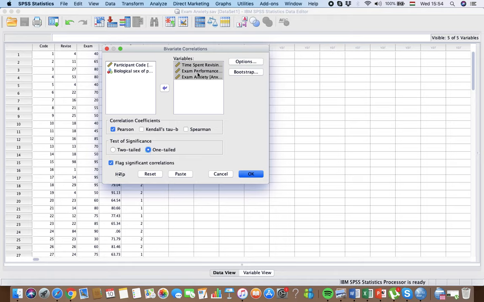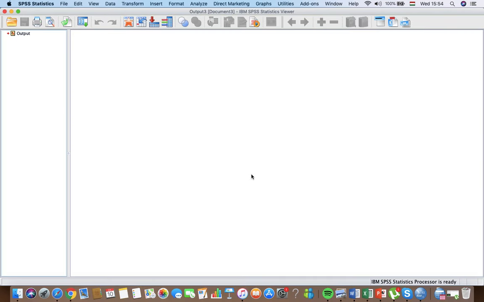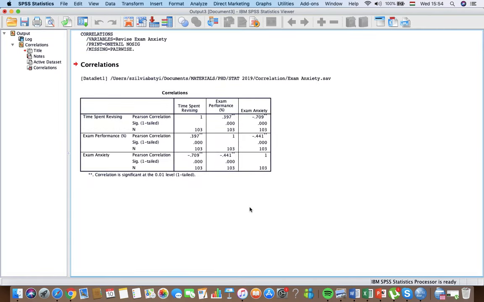So you put your variables to the variables box. You choose the correlation coefficient based on your data, on your variables. If it's normally distributed and interval data, it will be Pearson correlation. If it's not, it's Spearman correlation. Depending on your hypothesis, you choose two-tailed or one-tailed. And you click on OK. And here you can see the outcome of your analysis.